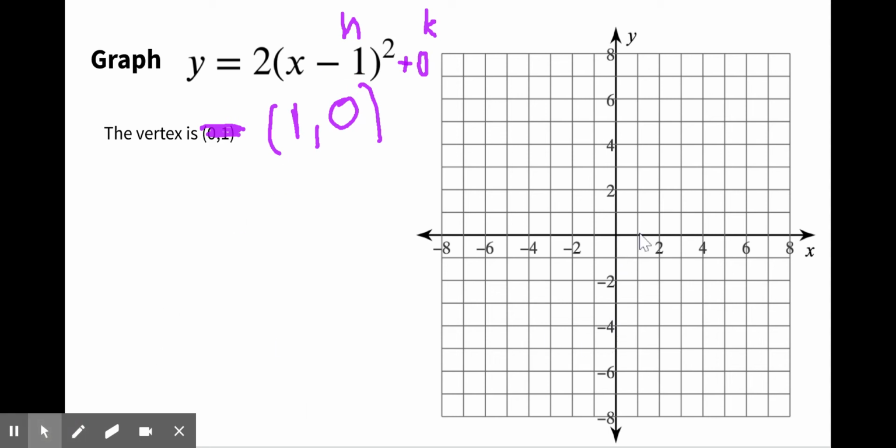So go to (1, 0), and put a point. And our scale factor, the number out in front, is our scale factor. So I'm going to go up 2 and over 1 on both sides. Then I will connect my points into a parabola, and that is how I will graph it.